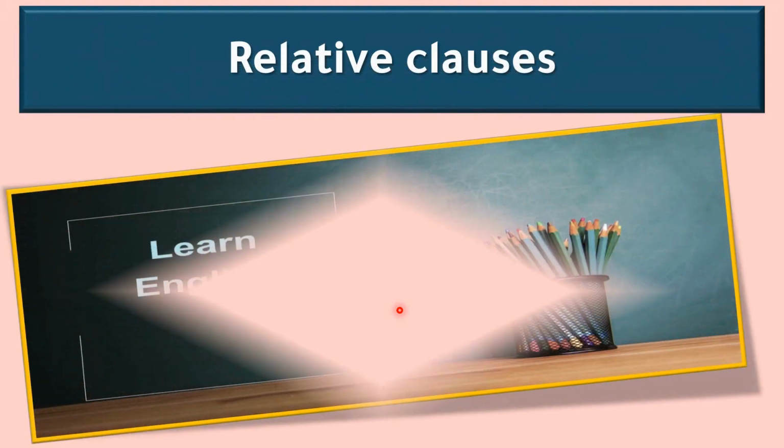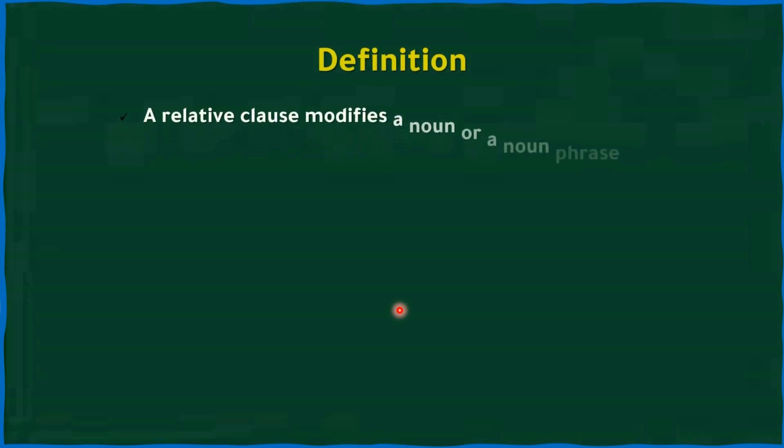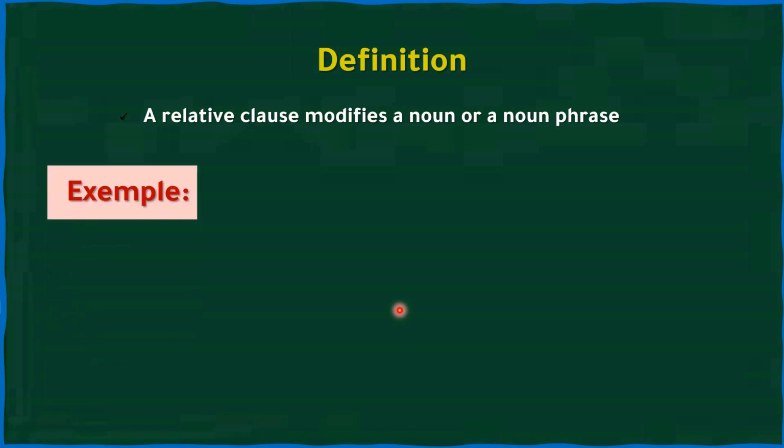Now let's move to the course of the relative clauses, which are who, which, where, whose, whom, when, what, that. First, what is a relative clause and how do we use it to connect two sentences? A relative clause modifies a noun or a noun phrase. A noun like, for example, Khalid, Ali, Abdurrahim, Uthman. A noun phrase like the cat, the door, the window, and so forth.